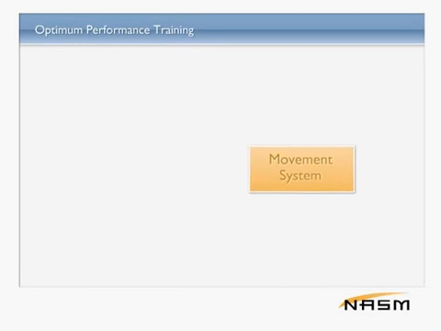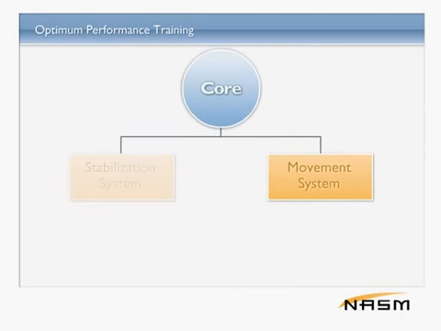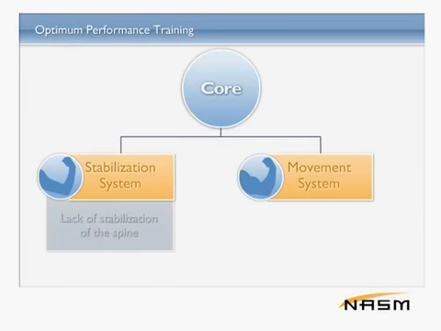A weak core is a fundamental problem that causes inefficient movement and can lead to predictable patterns of injury. Many people have a strong rectus abdominis, external obliques, and erector spinae, but weak stabilizing muscles. This results in lack of stabilization and unwanted motion of the individual vertebrae, thus increasing forces throughout the lumbo-pelvic hip complex that may result in low back pain and injury.